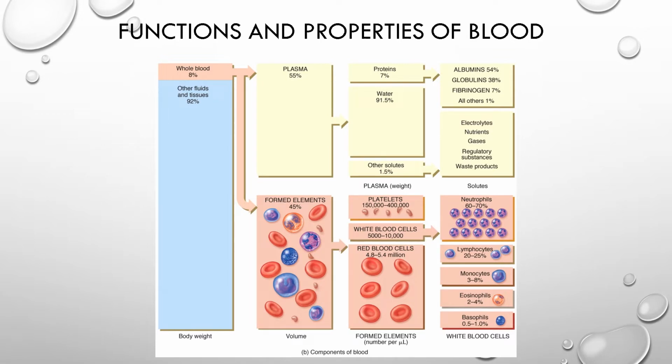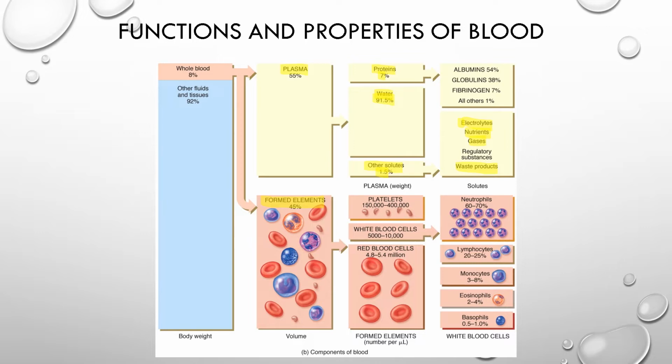Now, when formed elements are removed from blood, there's this straw-colored or pale-colored liquid called the blood plasma. And blood plasma is about 91.5% water, and about 8.5% solutes, most of which are proteins. But then there's a little bit of other solutes, things like electrolytes, nutrients, gases, waste products. These are just other stuff that's dissolved in the plasma.